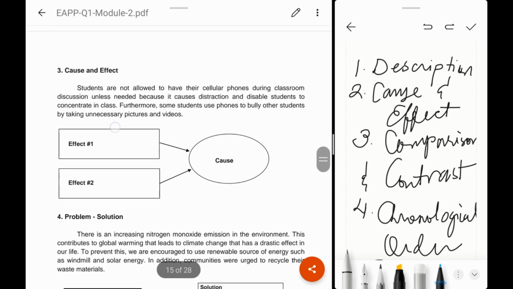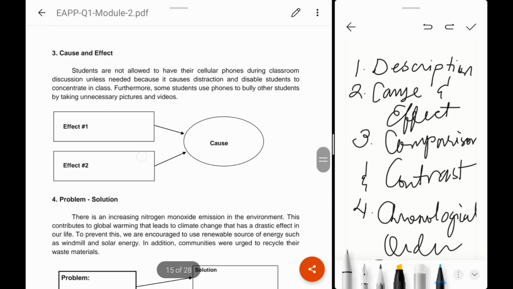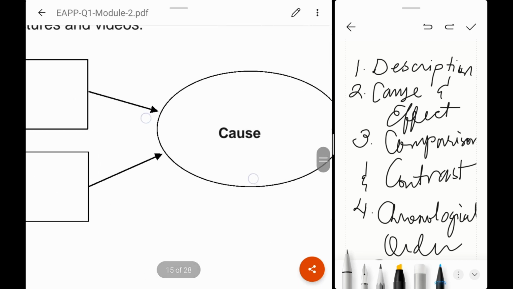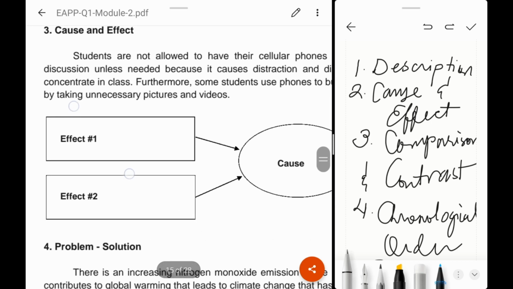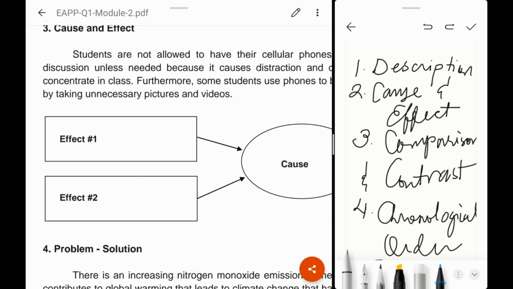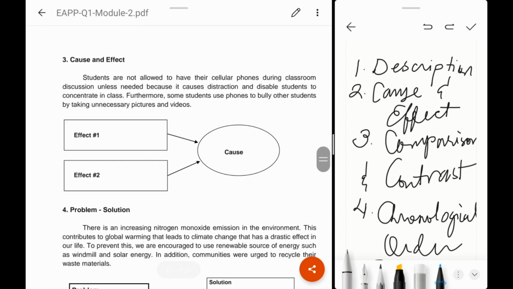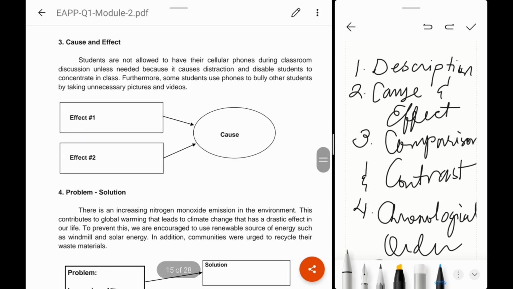In the third one, it says here it uses cause and effect. So just read the paragraph, identify what is the cause here, and put it here, and then what are the two effects mentioned in the paragraph. Easy, right? Do not be confused, when we say cause, it means dahilan. Ano yung dahilan? Kung bakit nangyari ang isang bagay. And then the effects are the outcome of a cause.